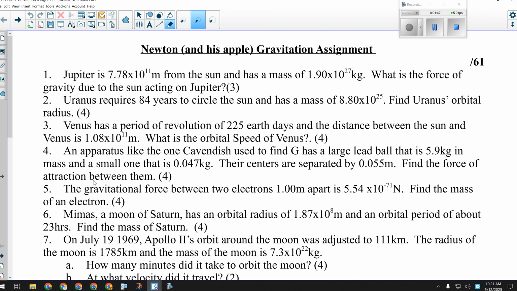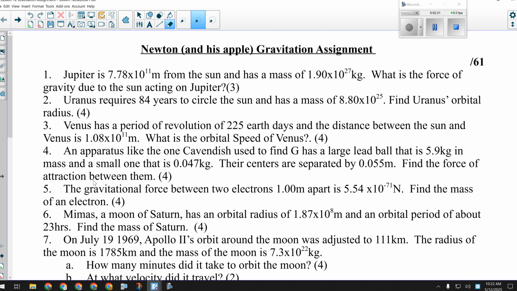Number 4 is talking about the Cavendish experiment. We watched the video of the guy that built that with 2 bowling balls and those masses on a ruler. So it's just like that setup. But they're saying that the large lead ball, so that would be in place of the bowling ball, has a mass of 5.9 kilograms, and the small one has a mass of 0.047 kilograms, and they are 0.055 meters apart. You're just looking for the force of attraction between them. Don't overthink it.